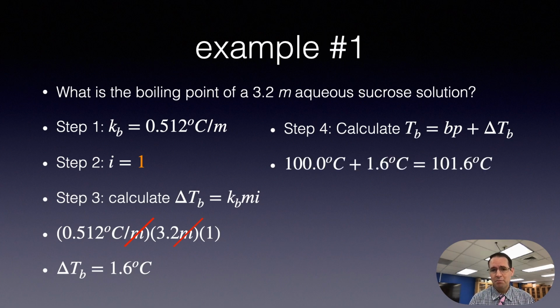Now the normal BP or boiling point of water is 100, so we add that to the 1.6 to give us a final boiling point of 101.6 degrees Celsius. This is a very small increase, but it's measurable, and we have these formulas to describe it.